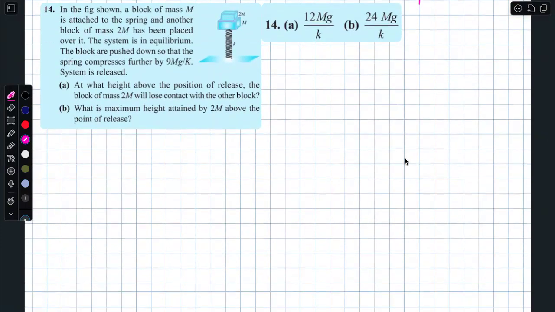The figure shows a block of mass m attached to the spring, and another block of mass 2m has been placed over it. The system is in equilibrium. The blocks are pushed down so that the spring compresses further by 9mg by k. The system is released. At what height above the position of release will the block of mass 2m lose contact with the other block?